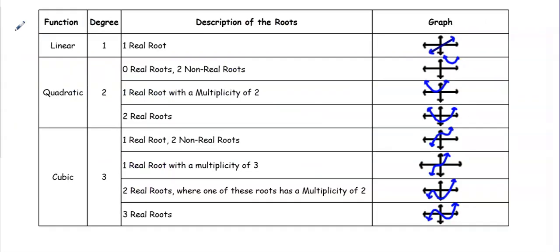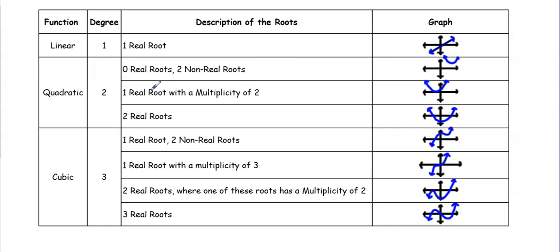This chart summarizes the function with the degree and the different types of roots that you can have. So linear functions have a degree equal to 1. So they have one real root. That's the only possibility, is one real root. So there will be one x-intercept for the one real root. For quadratic, you can have 0 x-intercepts, which means 0 real roots and 2 non-real roots.